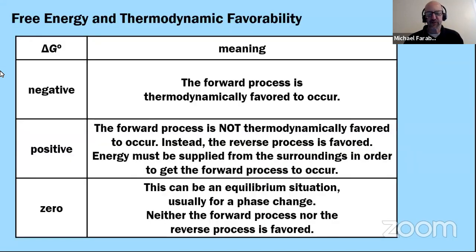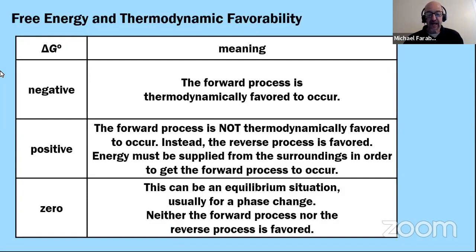Well, there are essentially three possibilities for delta G. It could be negative, positive, or zero. If delta G is negative, as I said, it means it's favored. The forward process, as in the reaction as it's written from left to right, is favored to occur. But if delta G is positive, then the forward process is not favored to occur. Instead, the reverse process would be favored. Or you could say that energy must be supplied from the surroundings in order to get the forward process to occur.